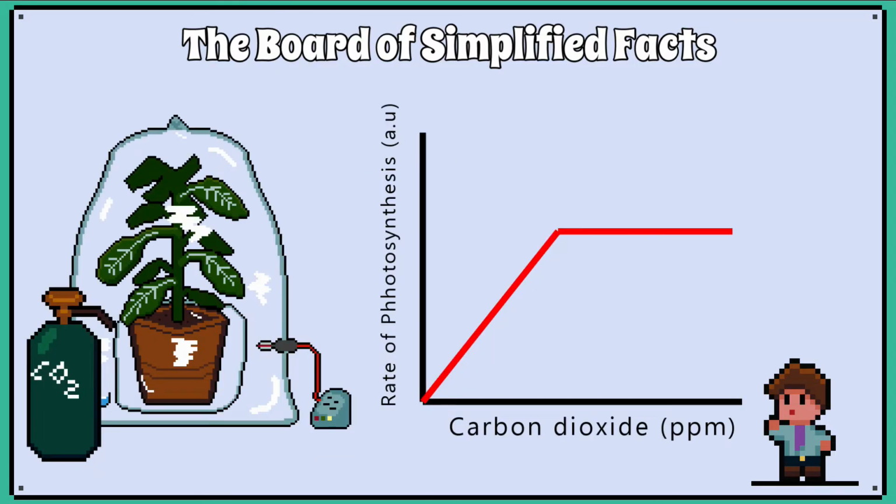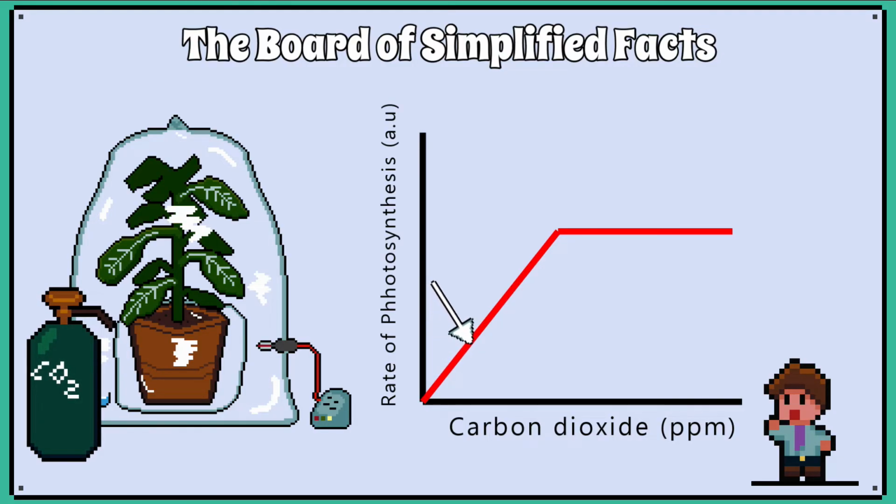Starting with the carbon dioxide limiting factor graph, let's look at what happens to the plant's rate of photosynthesis when carbon dioxide levels are at 0 in the bag. As you would expect, the rate of photosynthesis is 0. We will gradually add more carbon dioxide into the bag and notice how the rate of photosynthesis is increasing.